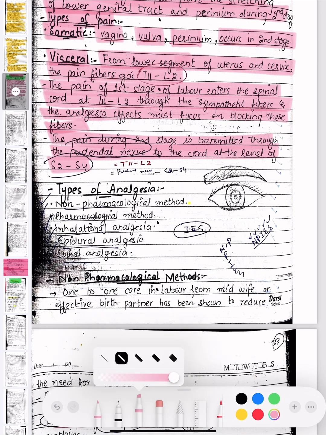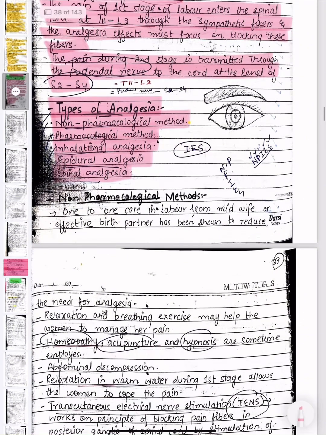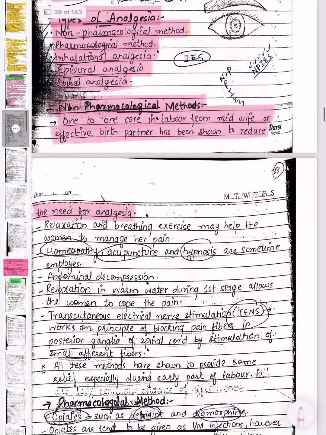Okay, now the types of analgesia. We are having the non-pharmacological methods, the pharmacological methods, the inhalational analgesia, the epidural analgesia, and the spinal analgesia. The non-pharmacological methods are one-to-one care in labor from a midwife or effective birth partner, which has been shown to reduce the need for analgesia.